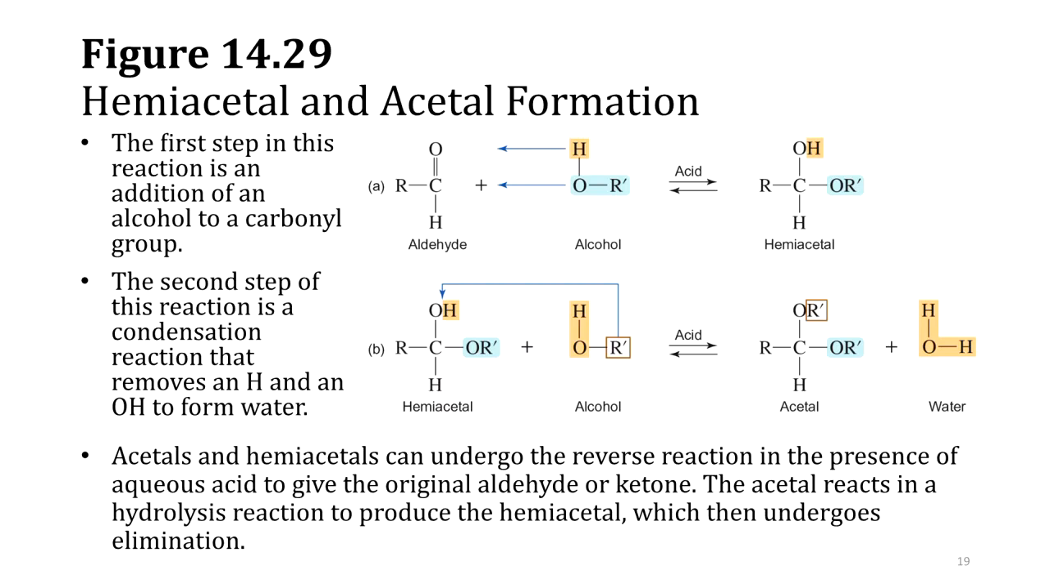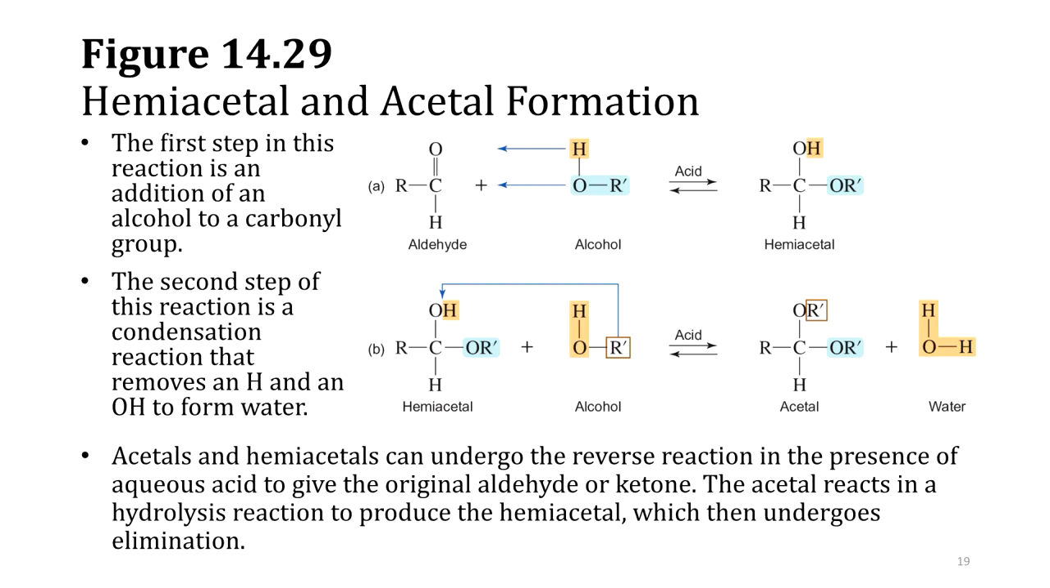Here are example reactions showing how this occurs. So here's the reaction of an aldehyde with an alcohol. It's an addition reaction, right? So this is an addition process where the oxygen from the alcohol attaches to the carbon on the carbonyl, and then the hydrogen atom on the alcohol migrates over to the oxygen on the aldehyde. That produces our hemiacetal.